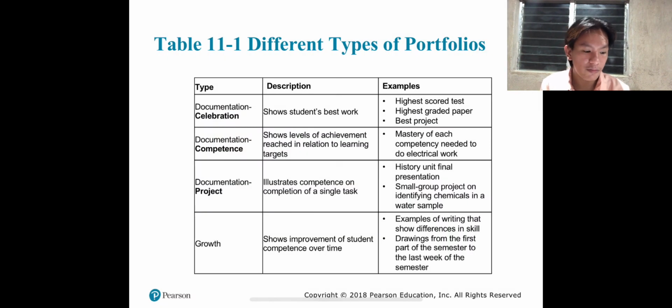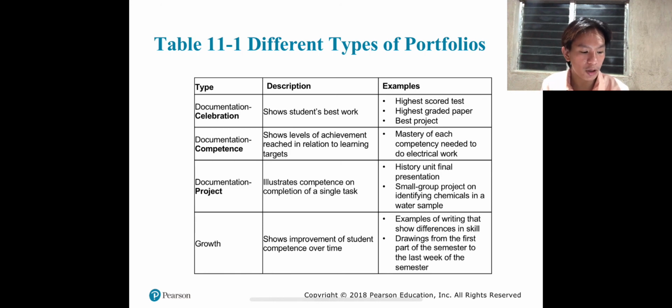So in table 11-1, different types of portfolios. In the first column, we have the type. Next column, we have the description. And the last column or the third column, we have the example. So for our first column, our type of portfolio is the documentation dash celebration. Its description is it shows students' best work. So examples here are the highest scored test, highest graded paper, and last one is best project.